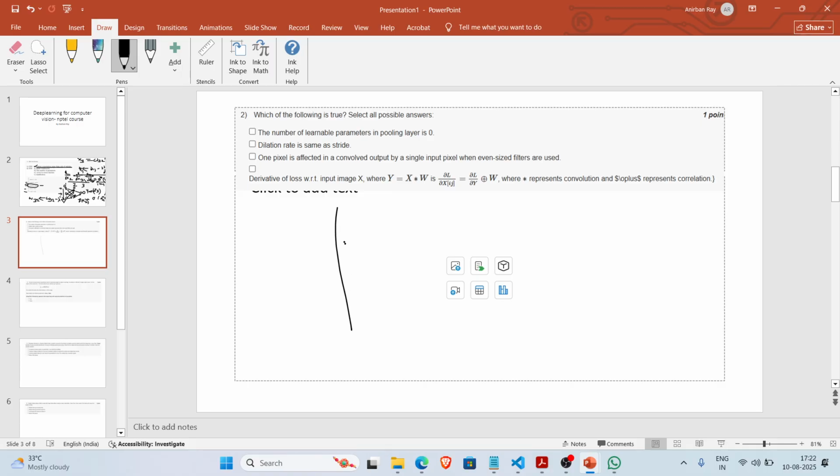So in convolution, what you do is use a filter over the image. Suppose this is the image, and now you use a filter of size, say, A cross A. Now you need to move this filter over the image.